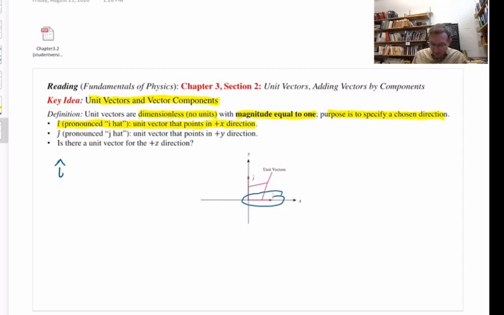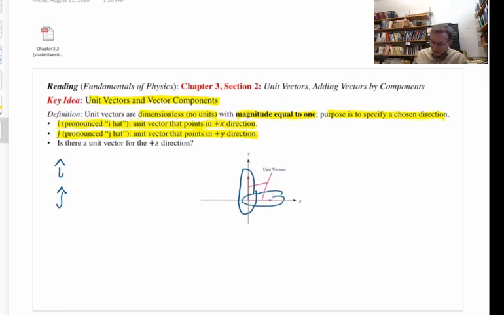The next unit vector is pronounced j hat. I'll write it over here: j, but without a dot on top, put a caret called a hat. J hat is a unit vector that points in the positive y direction. Here it is. That's j hat. They're like little signposts. I hat always points in the plus x direction. J hat always points in the plus y direction.